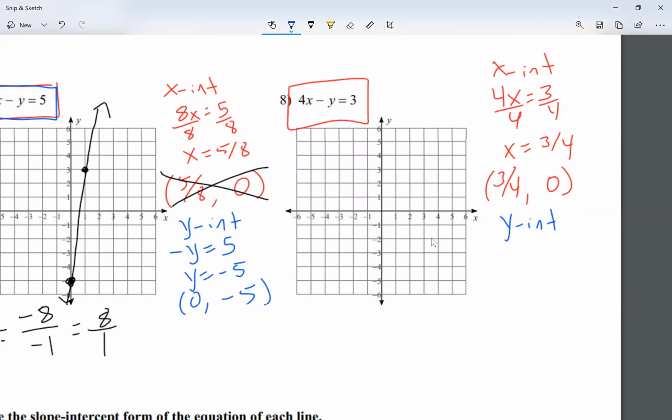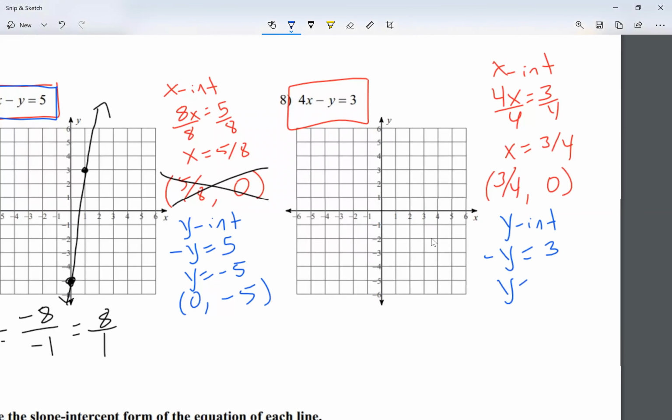Okay. Let me do the y-intercept. The y-intercept, I'm going to copy that equation without the x term. So let me just write this as negative y is equal to 3. I want y by itself, so let me change the signs of everything. That gives me that y is equal to negative 3. So that gives me the point 0, negative 3. I can do that one. It's right there.